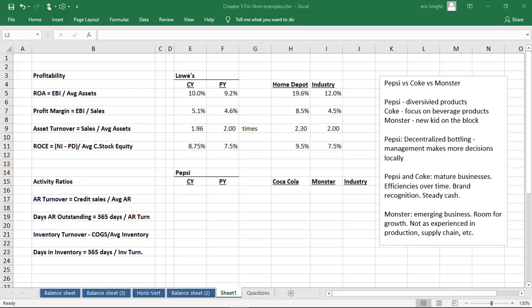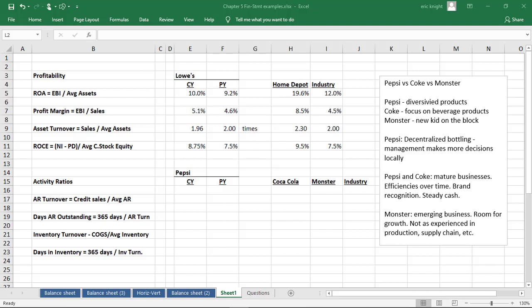So let's take an overview of these 3 companies. So when we look at Pepsi overall as a parent company, it is more diversified. That means they have beverages, they have snack foods, etc. Coke has diversity, but only in beverages, so they're not as diversified as far as the products go compared to Pepsi. Now that could be considered good or bad. It could be considered good if they're more focused on their core strength. And Monster, of course, energy drinks. That's the new kid on the block.